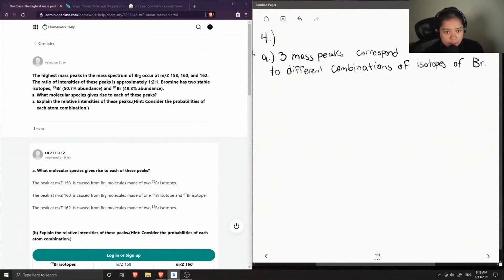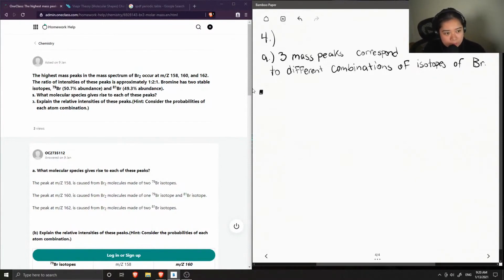So when we have an isotope, this is when our atom has the same number of protons, but a different number of neutrons. So in the case of bromine, when we have bromine 79, the mass of it would be around 79, and the mass of bromine 81 is around 81. This is how they got their names. So they differ in the number of neutrons, which is why they have a different mass. So we can have different combinations of the isotopes of the bromine.